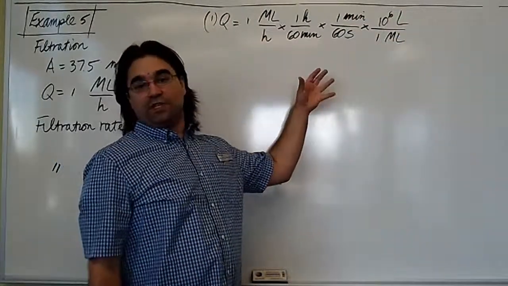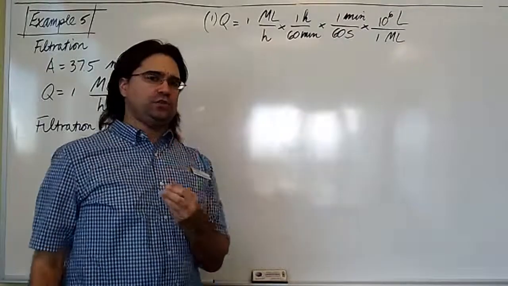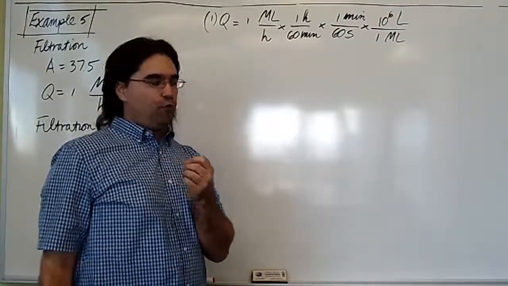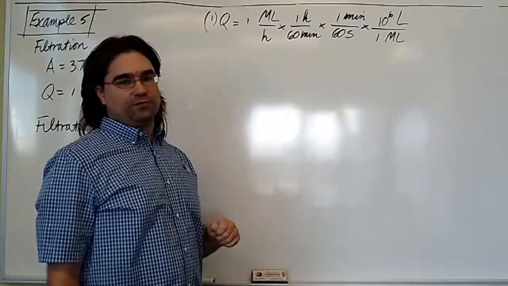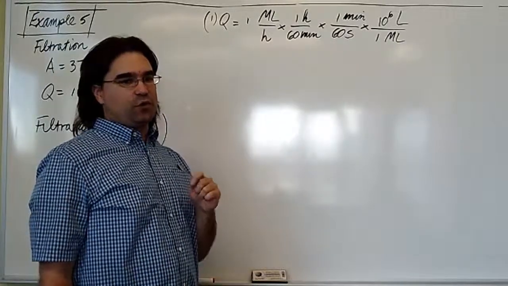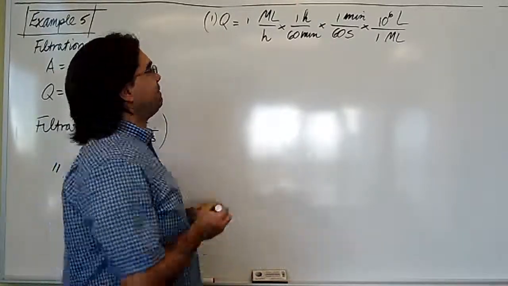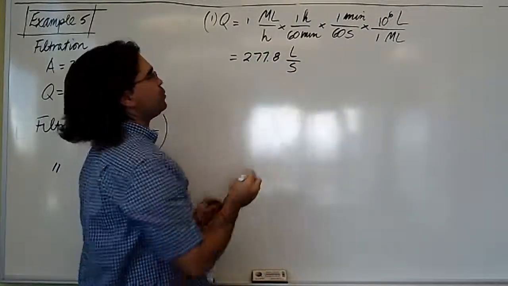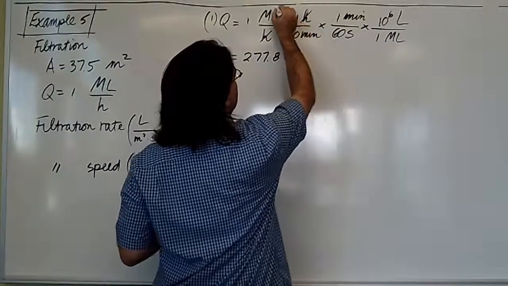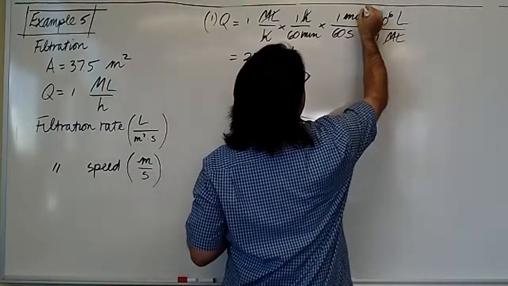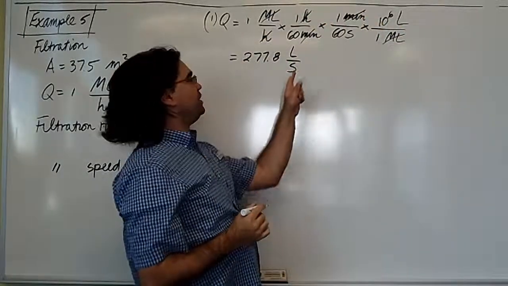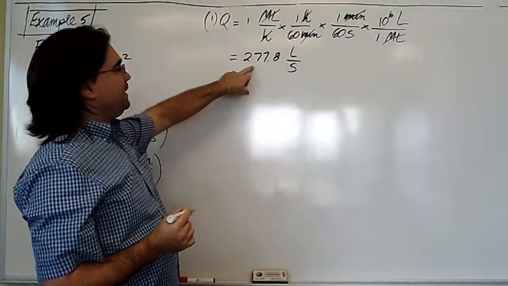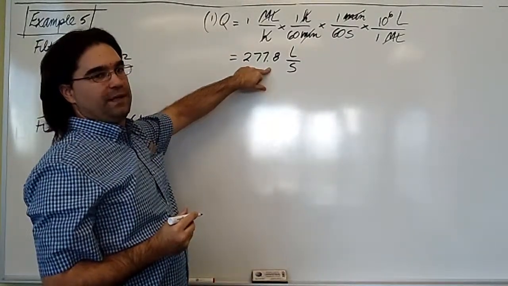Now, I remember these conversions by heart, but you can use your mobile devices or other reasonable and effective form of finding out what these conversion units are. Make sure it's also a reputable source that you're using. So when I look at doing the conversion properly, cancels, cancels, cancels, I'm left with liters per second. So the flow rate in liters per second is 277.8.